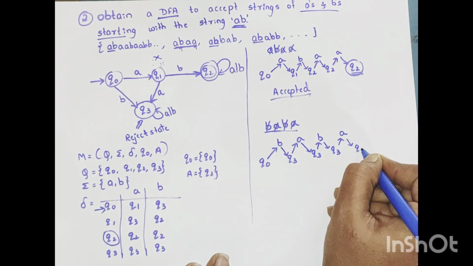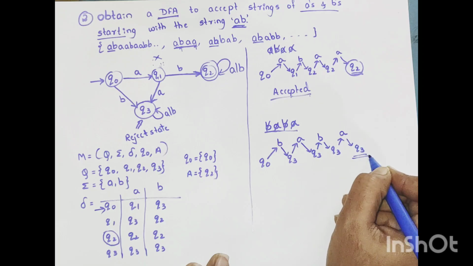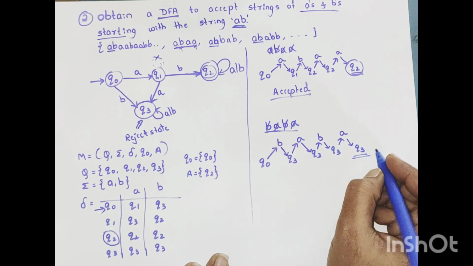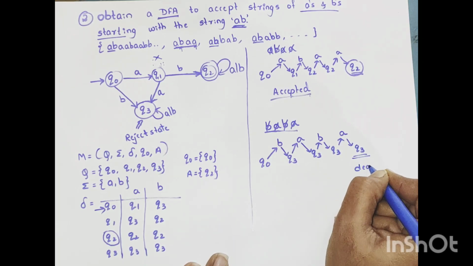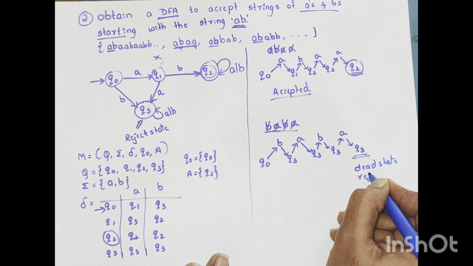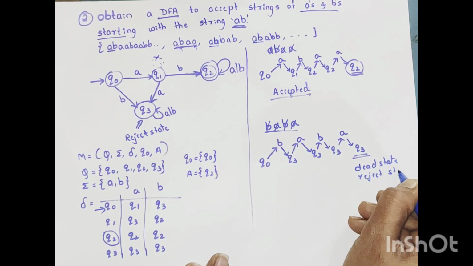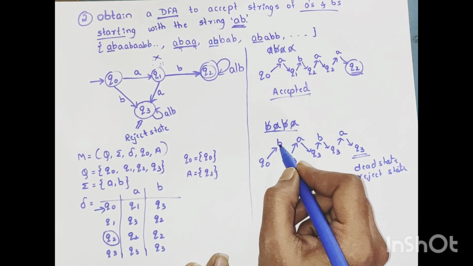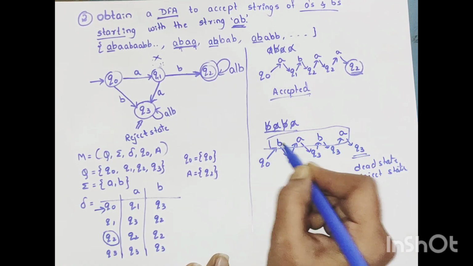So Q3. Now the final state which we are in currently is the dead state or rejection state. Dead state or reject state. Therefore the given string is rejected.